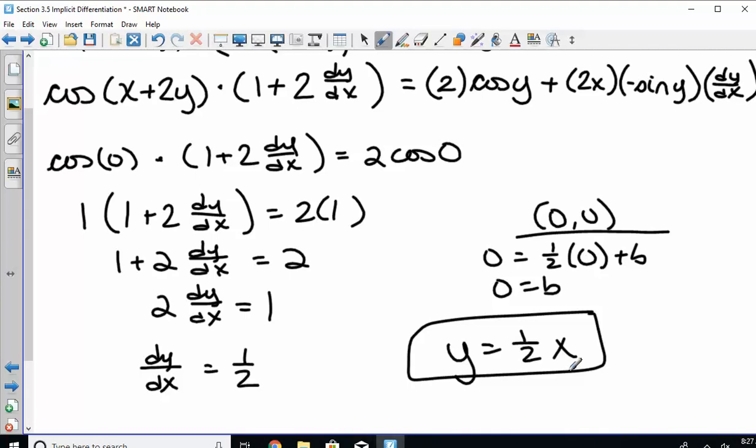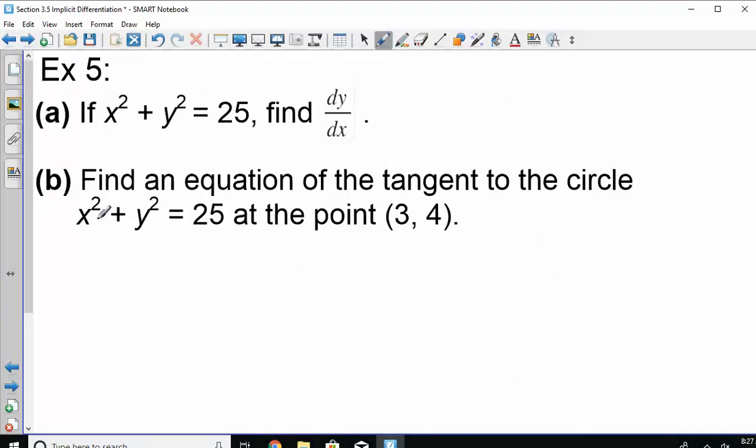I would like for you guys to do a problem. I want you to do both A and B. So in part A, you actually have to find the formula for dy dx. So solve for your dy dx. And part B, you're plugging in a point. Okay, so tell me how you did part A. What was your first line?